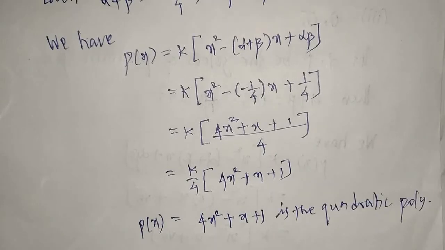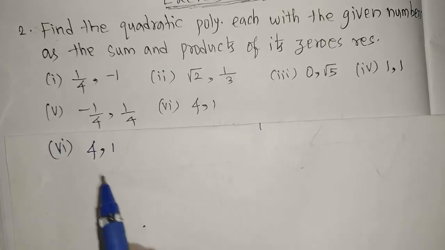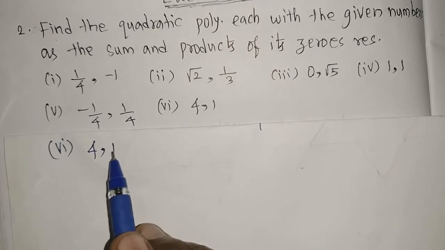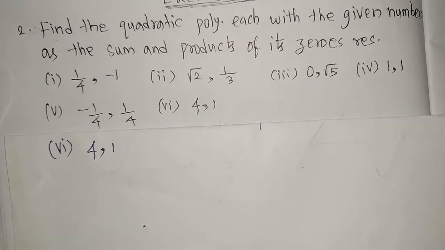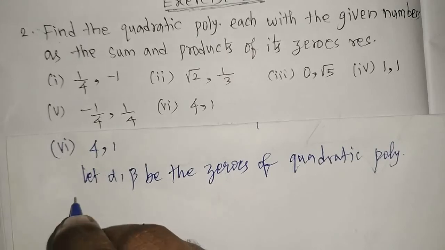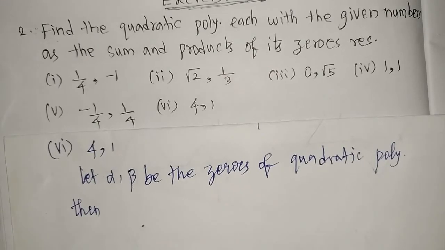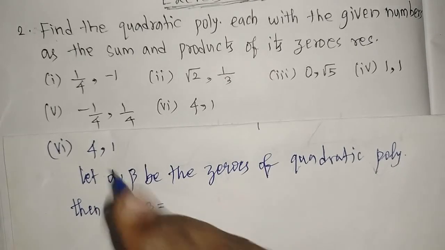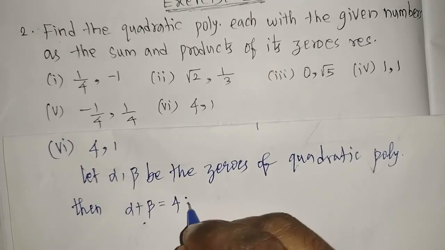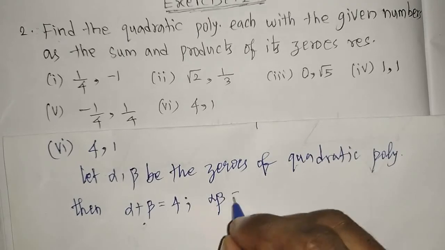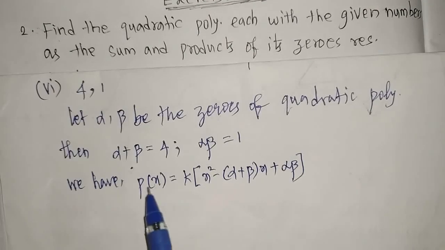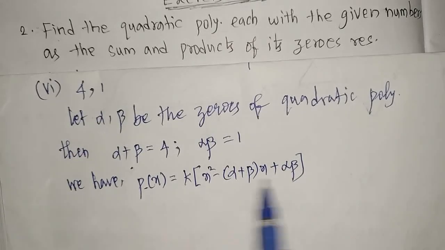Okay, we'll go to the next question. The next question, sixth, 4 comma 1. So 4 is the sum of zeros, 1 is the product of zeros. So I'm going to take alpha and beta as the zeros of this equation. Then alpha plus beta is 4, that is the sum of zeros, and the product of zeros is 1. Now we have to write the formula. I wrote the formula here actually, in the next step.